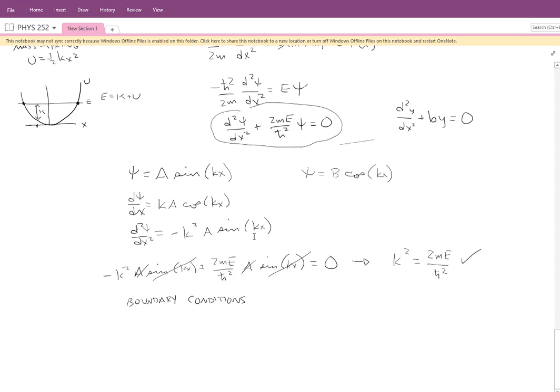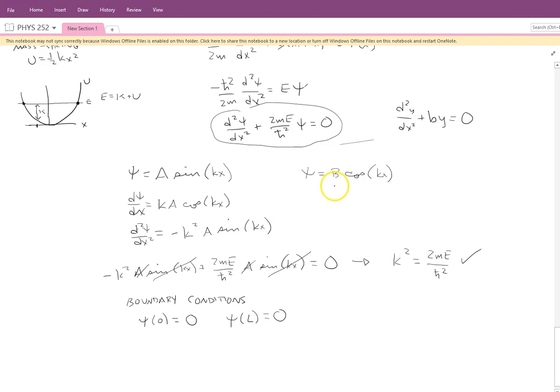So that means we know that at x equals 0, this value of psi has to be 0. Because we know that psi is 0, you're never going to find the particle to the left of 0. Because it has to be continuous, it has to have the value of 0 at x equals 0. Similarly, the other boundary condition is that at x equals L, psi is 0. Okay? All right, so let's see what happens.